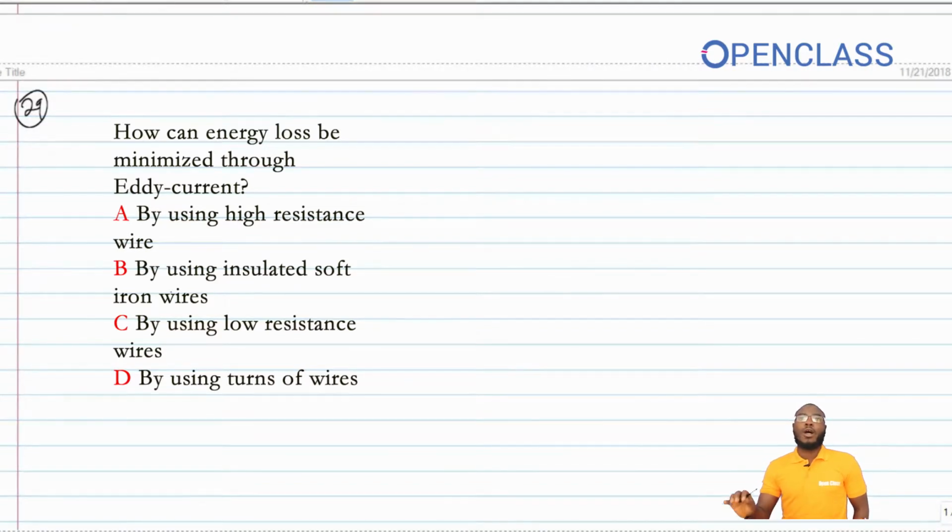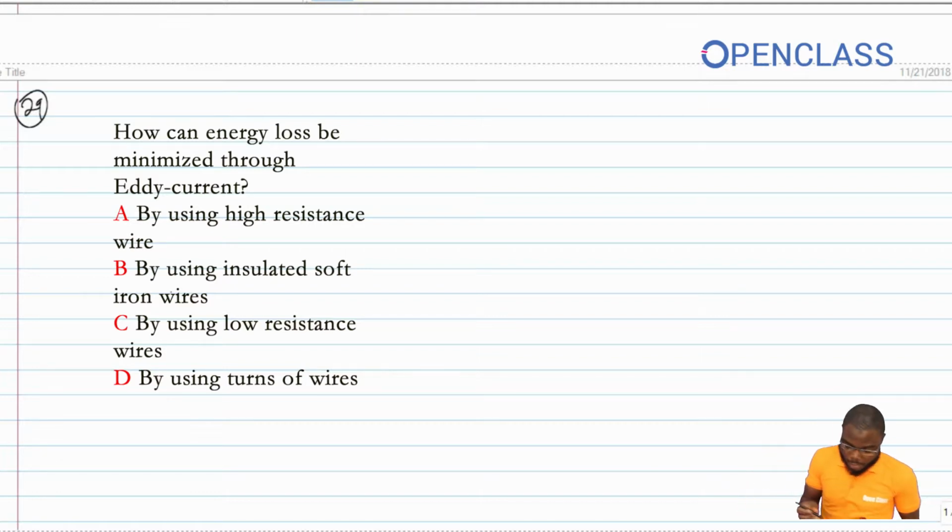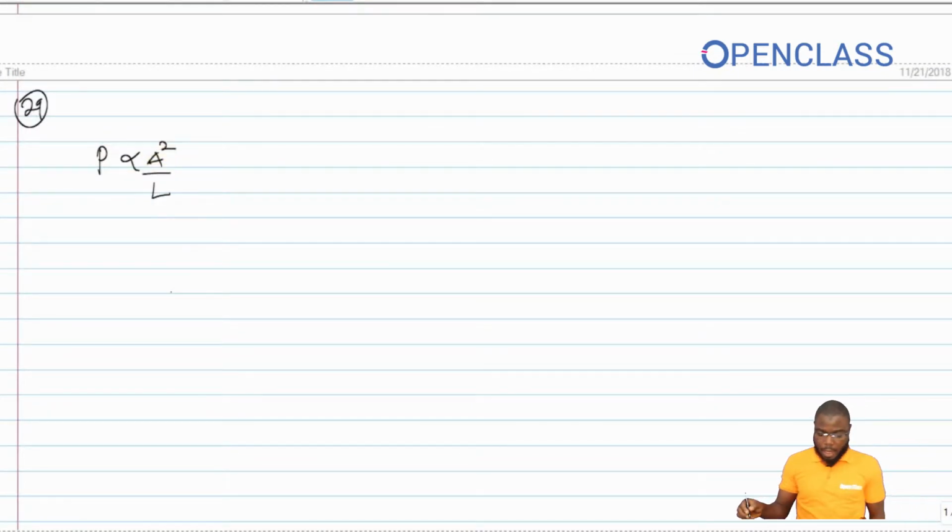Now, to answer the question directly: how can energy loss be minimized through eddy current? Let's say you have a charge in a magnetic flux across a square cross-sectional area. The power dissipated in that cross-section is directly proportional to the square of that area, and inversely proportional to the length of the path. So if power is P and the area is H, you can have something like this. This is the power dissipated there.